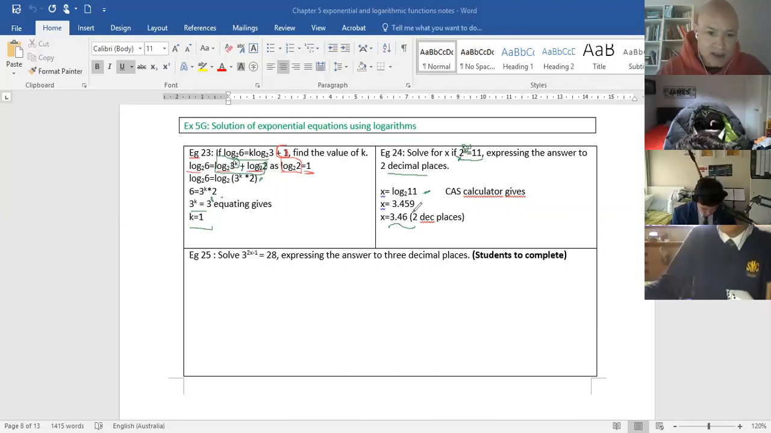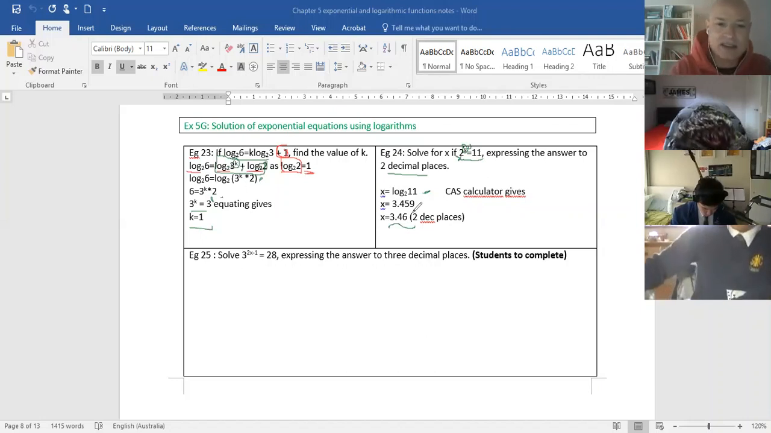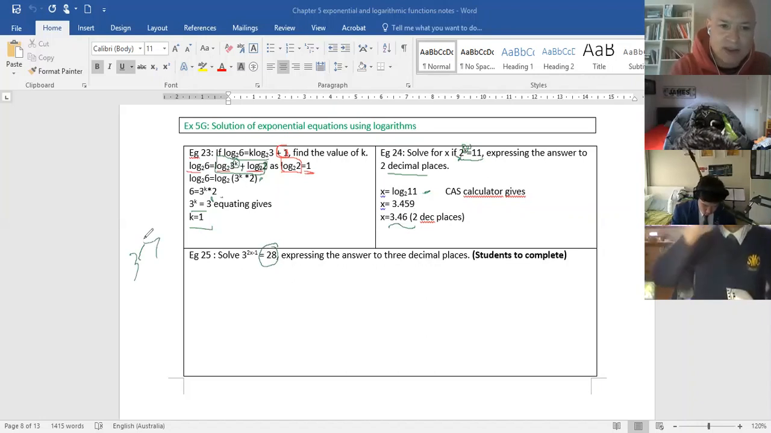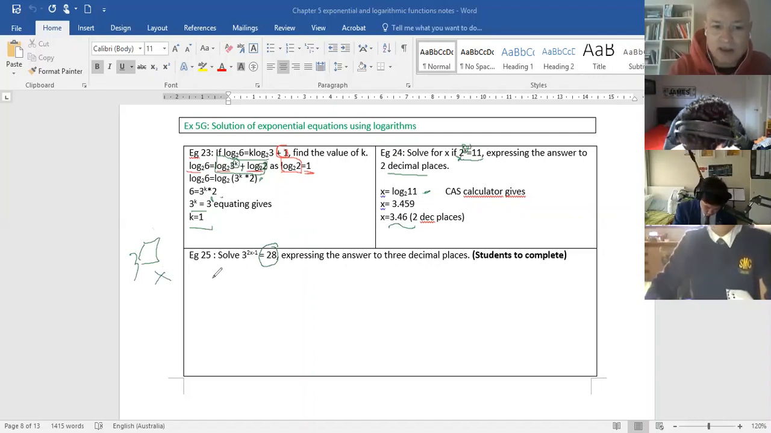Okay, the first thing I always look at is to see if I can get this number here, the 28, as a 3 to the power of something, and I can't, because if I could do that, then I'd just equate the powers. I can't do that, so the first thing I'm going to do is take log 3's, because I've got to get rid of that base 3.